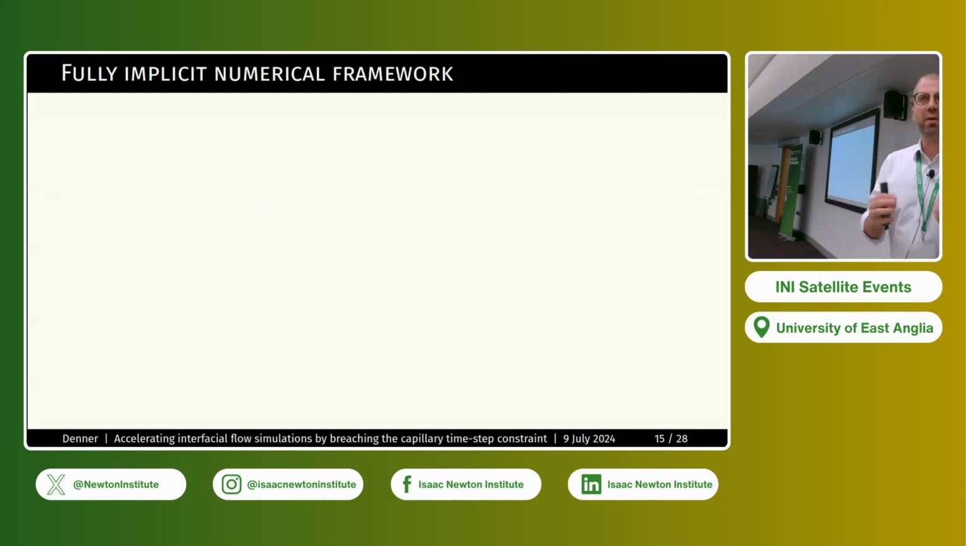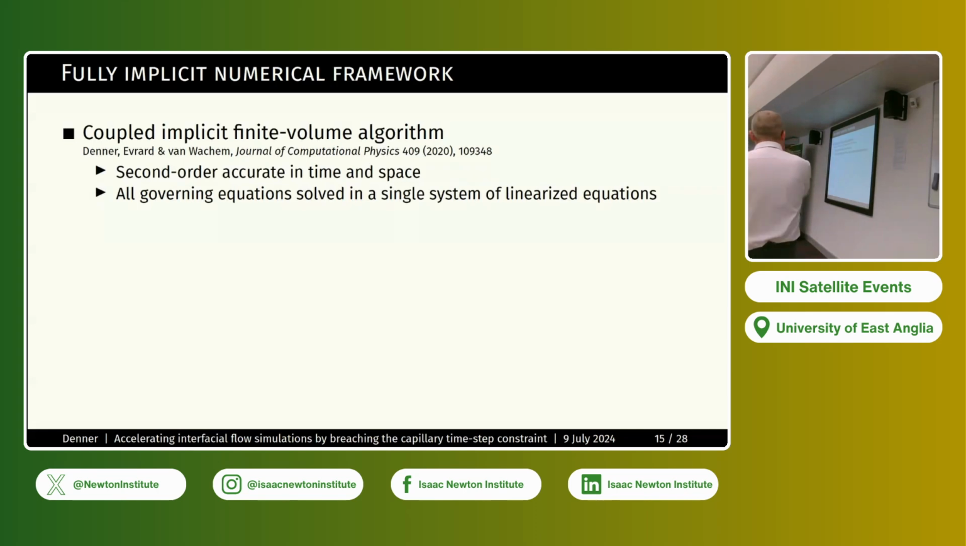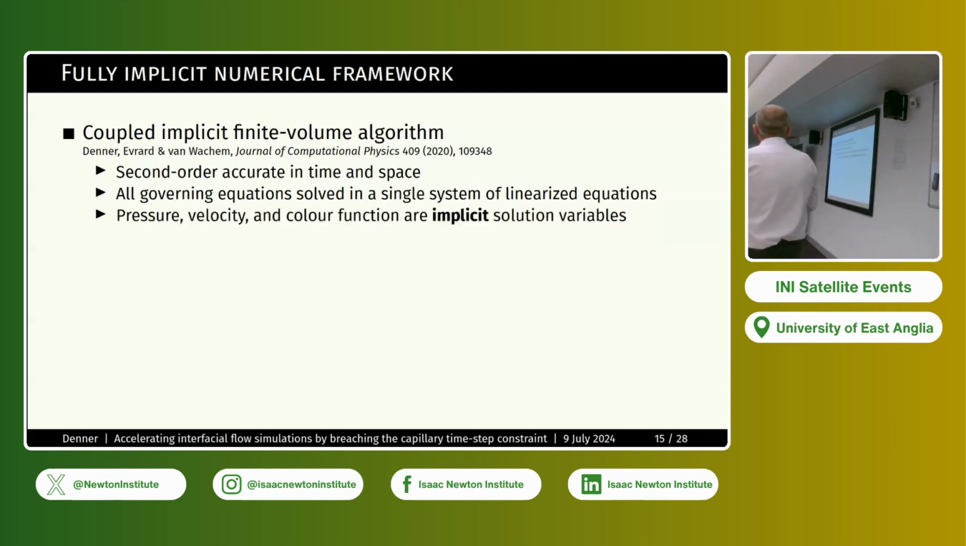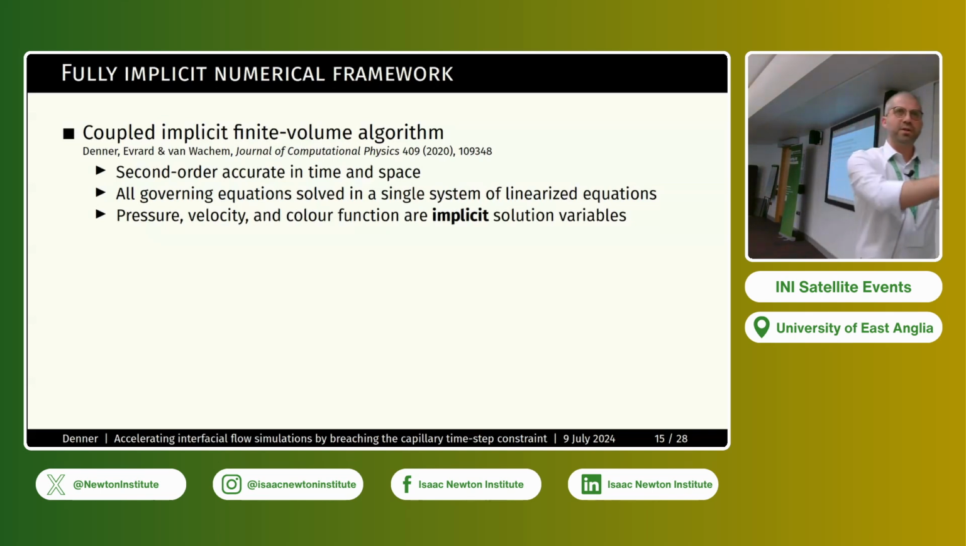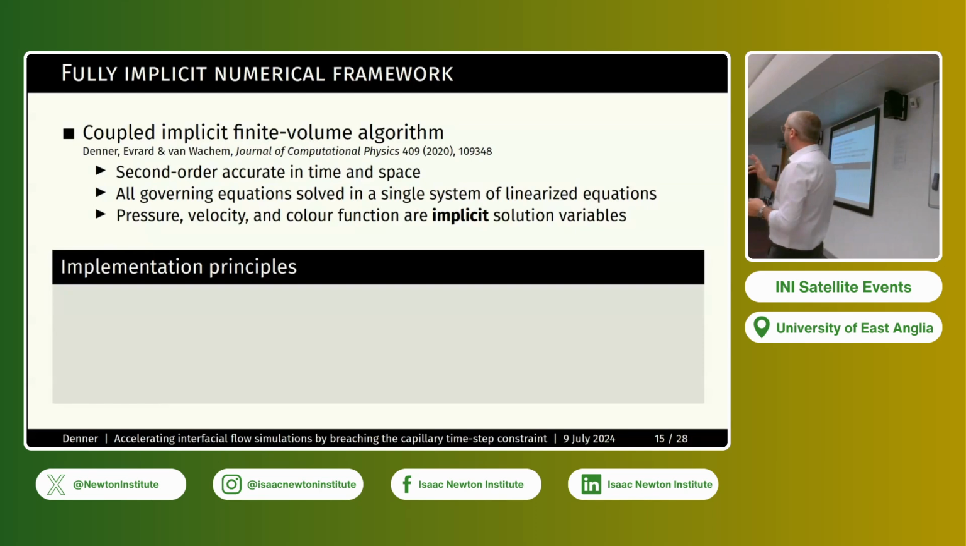doing everything implicit. So solving the entire system of equations that we have implicitly, the same way we can beat the traditional CFL condition. Whether we want or should do that is a different question. But we want to do that, the same principle applied to surface tension. So we developed a coupled implicit finite volume algorithm, again, second order accurate. And what we do there is that all governing equations are solved in a monolithic single system of linearized equations. And we have pressure, the three velocity components in 3D, and the color function, so the VOF volume fraction, as implicit solution variables. And then we followed 3 implementation principles.